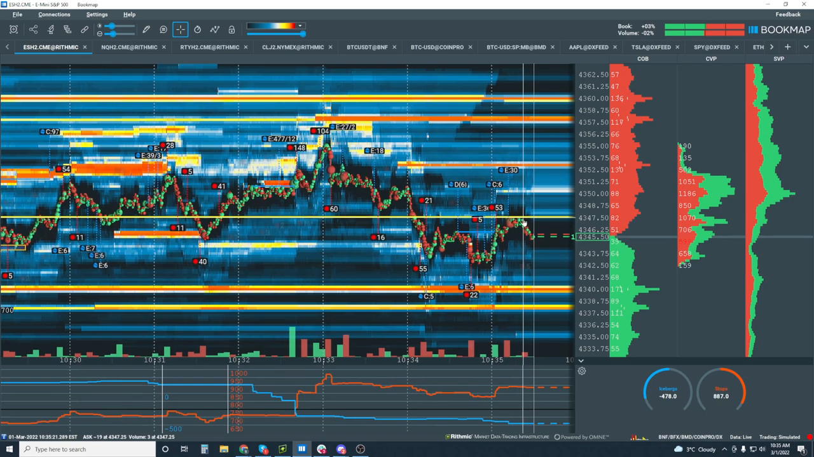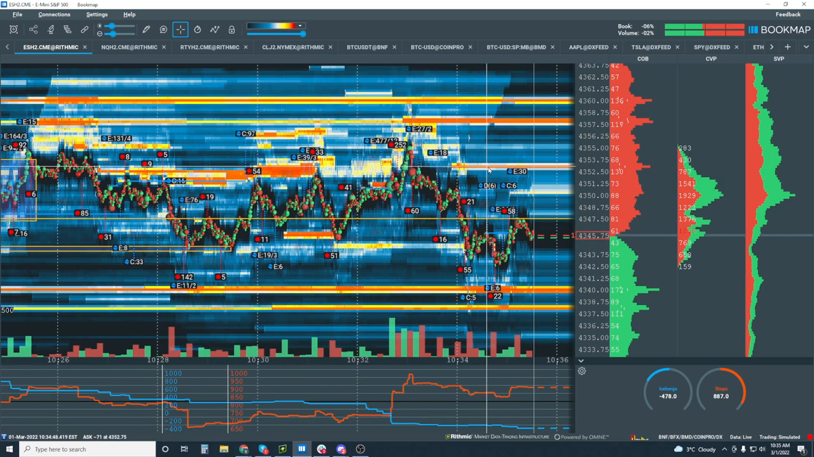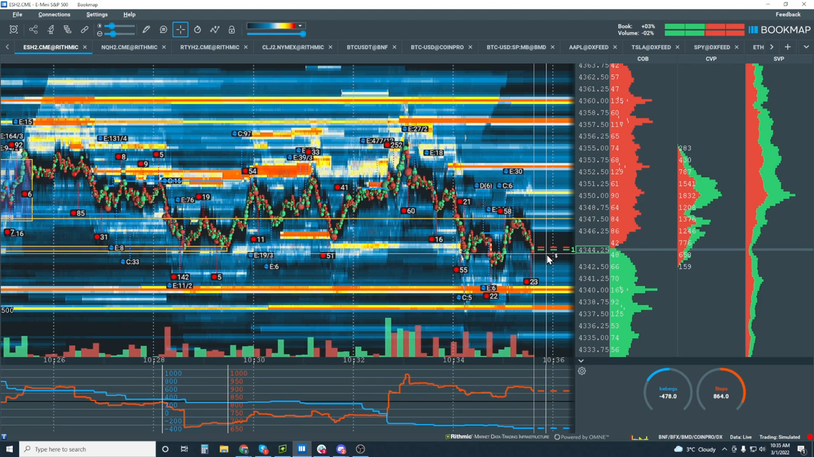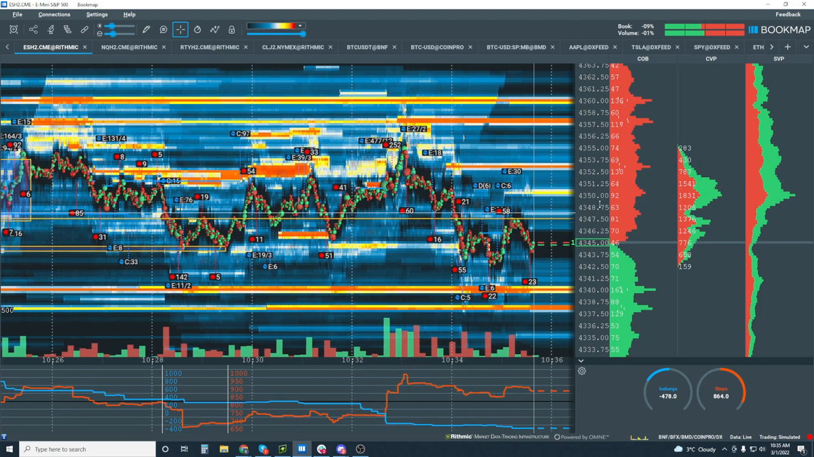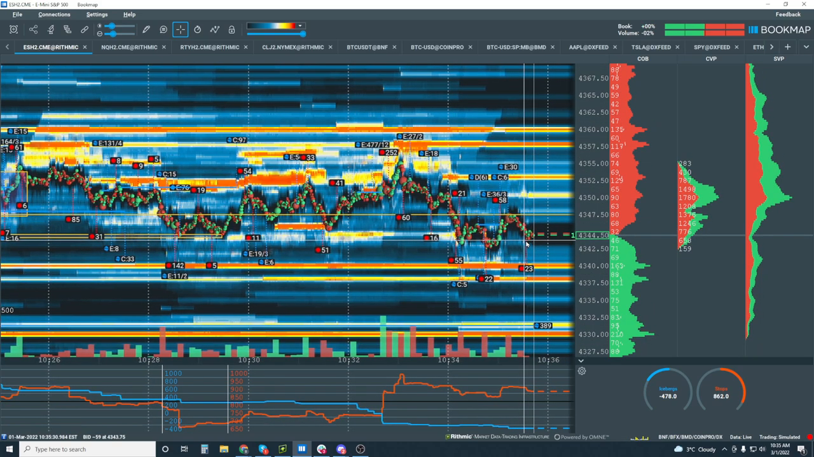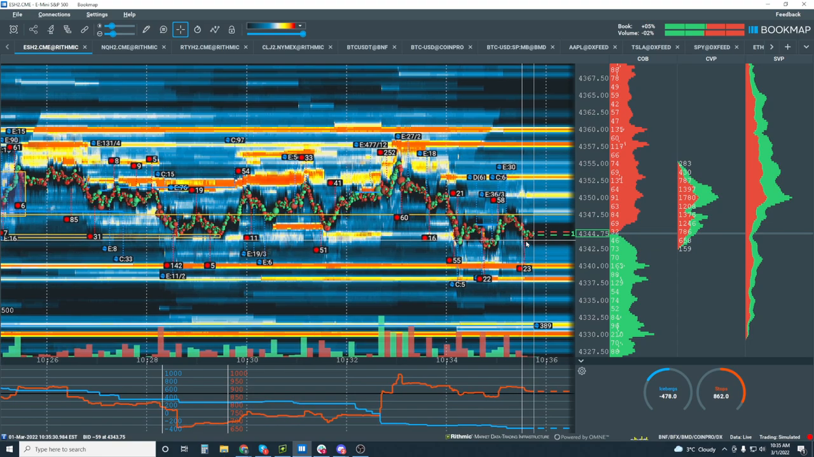Bouncing off of 40, our 47 line here, though. All right, if we get our sellers here at 44 yet again, we got 40, we got 37. We got to get our sellers right here. So it has to happen right here, right now.